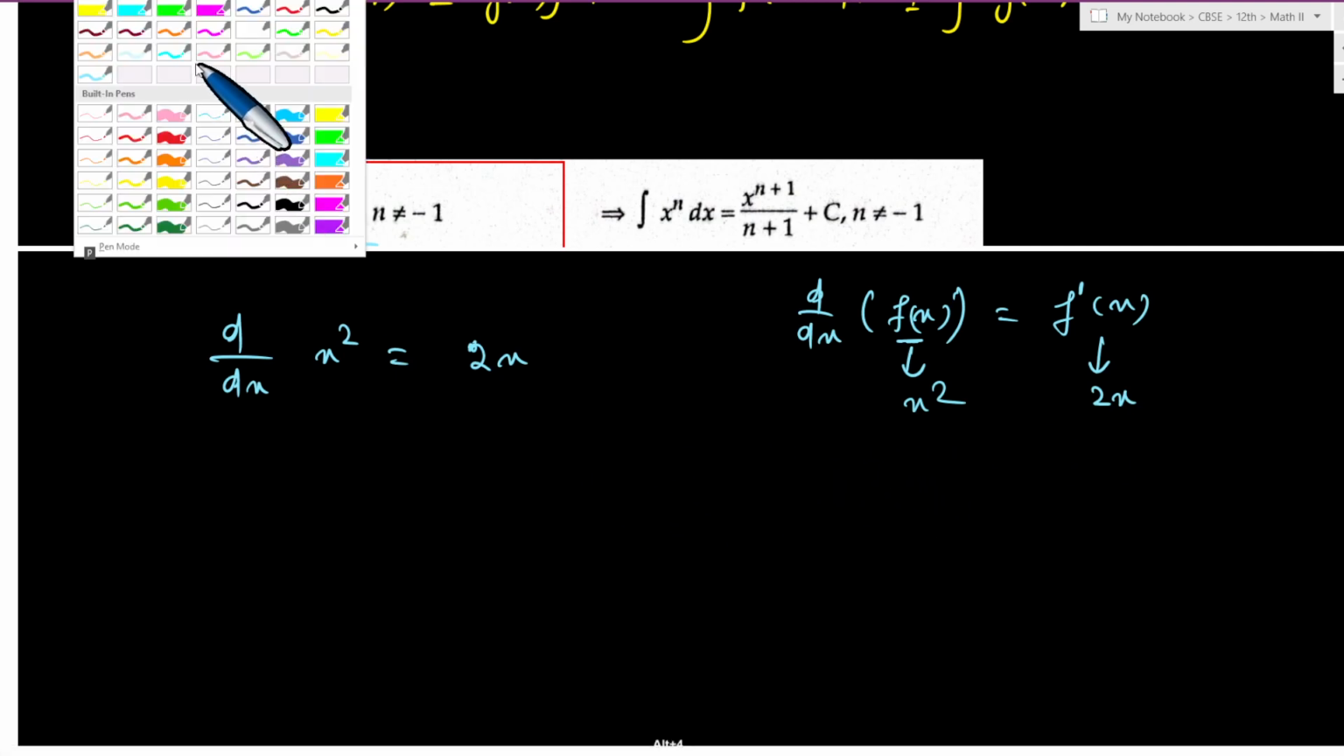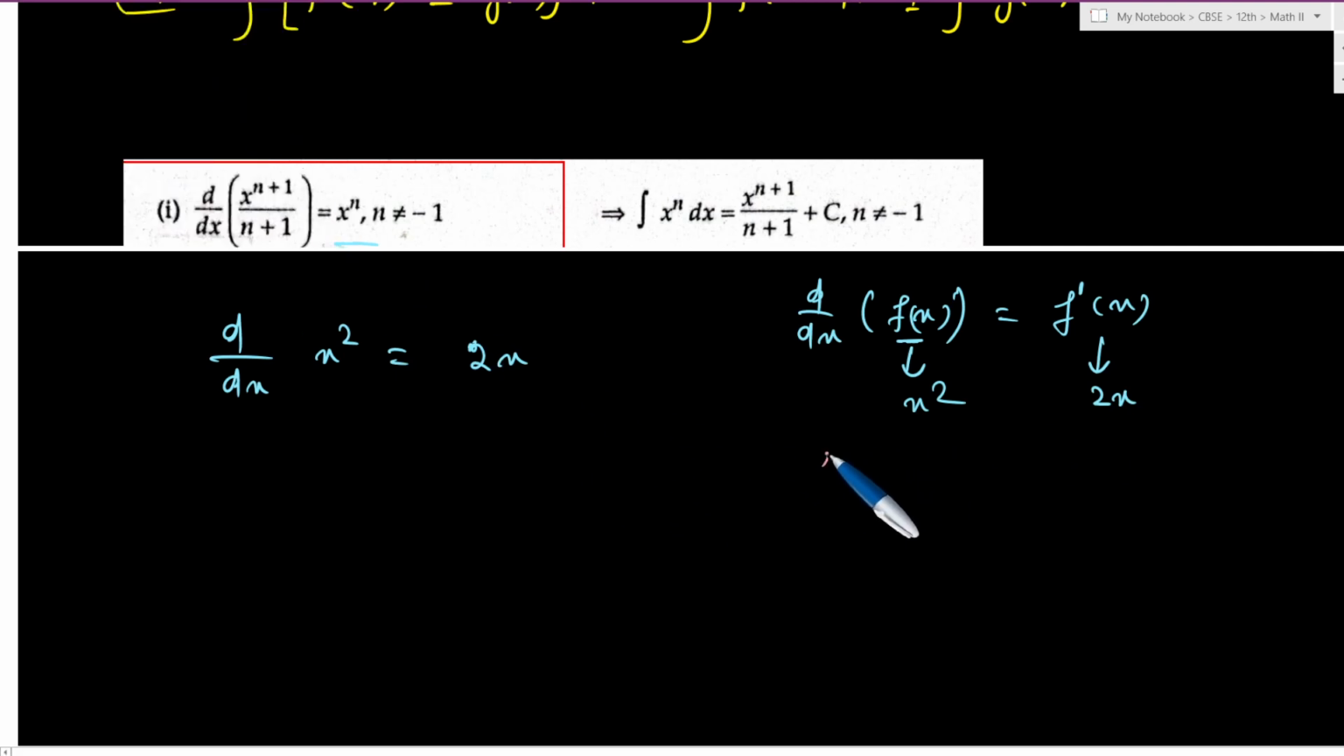I told you in the definition: the integration of f dash x dx is equal to f of x. I have told you this much. Likewise, here in this case, f dash x is what? F dash x is 2x.